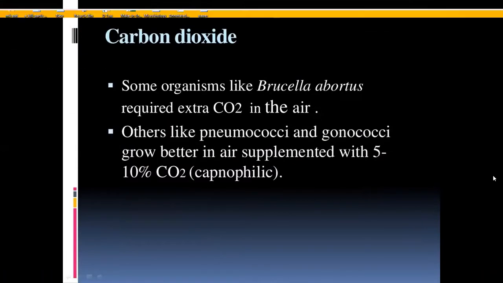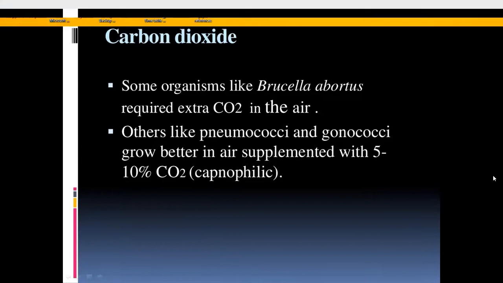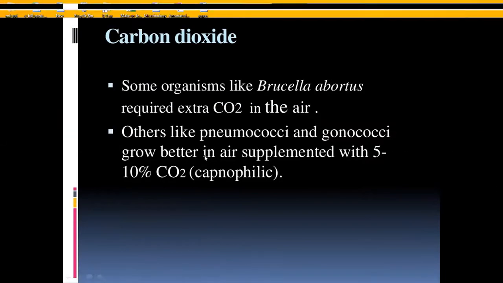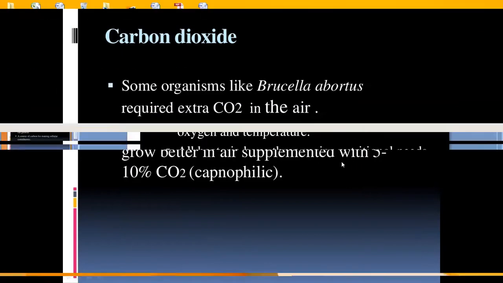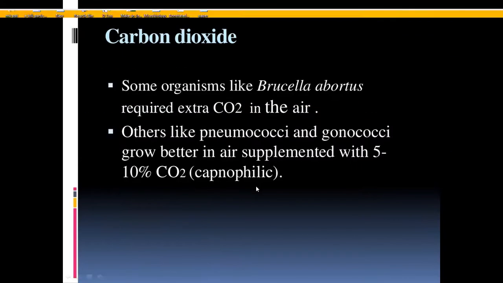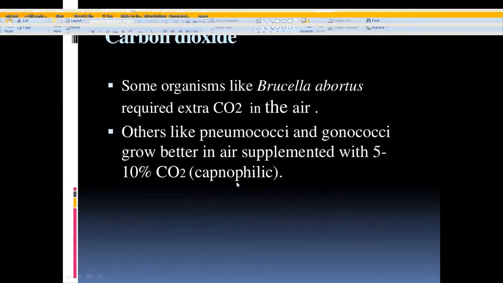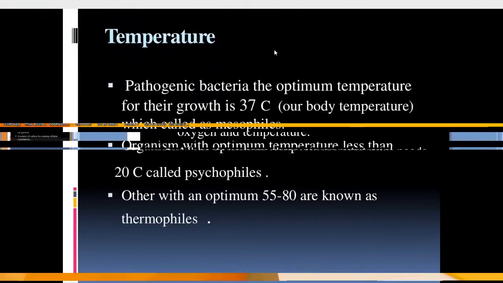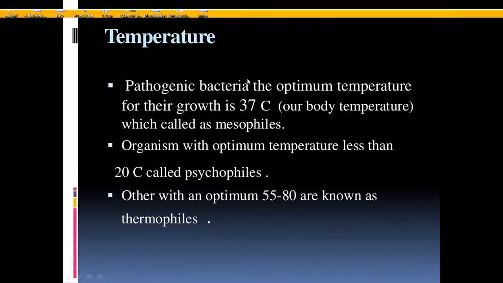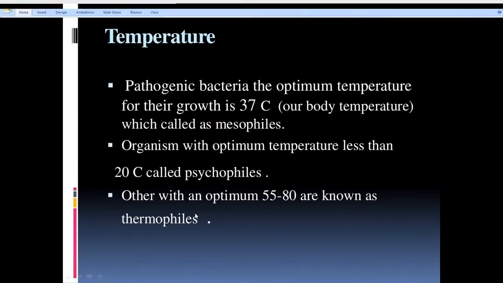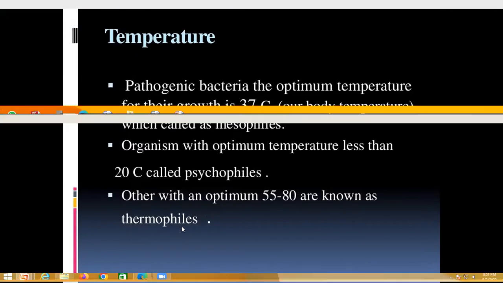Coming to carbon dioxide, some organisms like pneumococci and gonococci require 5 to 10% carbon dioxide. We have to provide carbon dioxide in the media, and such organisms are called capnophilic. Philic means loving. Regarding temperature, organisms growing at normal room temperature are called mesophiles, at low temperature psychrophiles, and at higher temperature thermophiles.